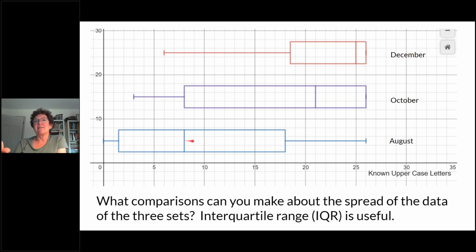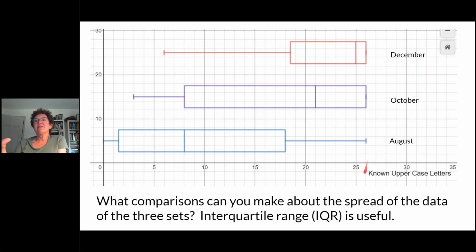We see that in August, at the beginning of the school year, our data is skewed positively, or skewed to the right. So more of our students knew fewer letters. And in December, it's skewed to the left because most of our students know most of their letters.